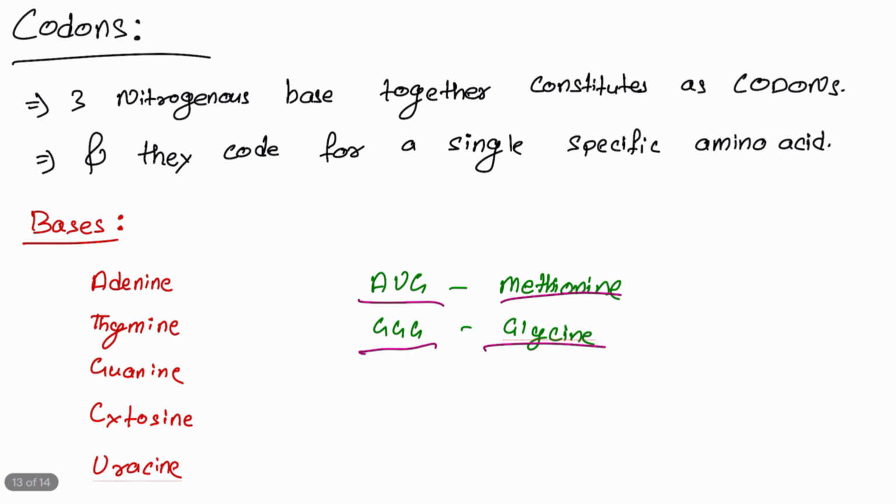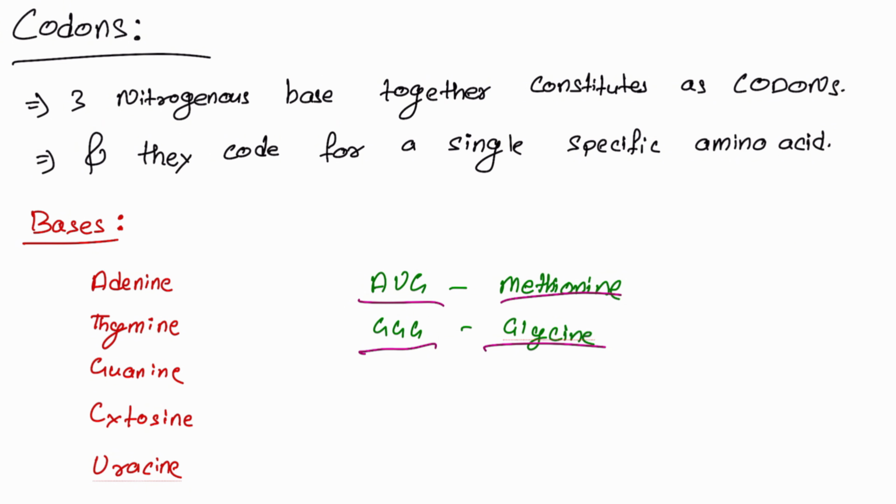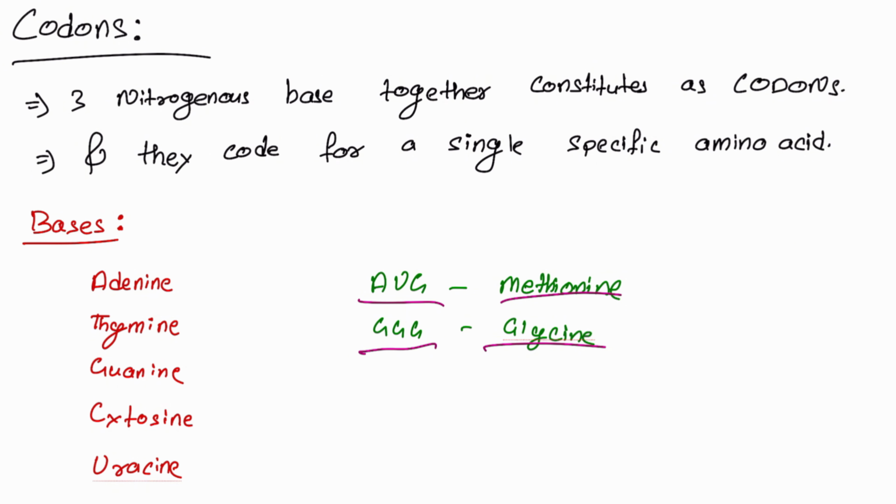Now let's come to our last topic, codons. Three nitrogenous bases together constitute a codon, and the function of a codon is to code for a single specific amino acid. Let's take an example of some bases. These are some bases in our DNA and RNA. Among them, A, U, G, meaning adenine, uracil and guanine, code for an amino acid called methionine, and G, G, G code for an amino acid called glycine.